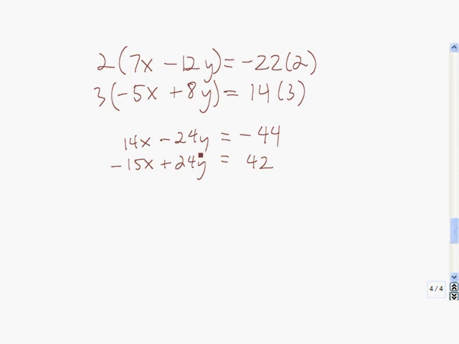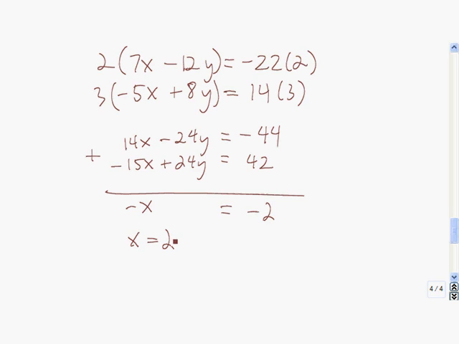Okay, so if I actually multiply that out, I get 14x minus 24y equals negative 44 for my first equation, and negative 15x plus 24y equals 42 for my second equation. Now let's add corresponding parts of both equations. I have 14x plus a negative 15x gives me negative x. Negative 24y plus 24y gives me 0. Negative 44 plus 42 gives me negative 2. So I have negative x equals negative 2, which tells me that x equals 2.